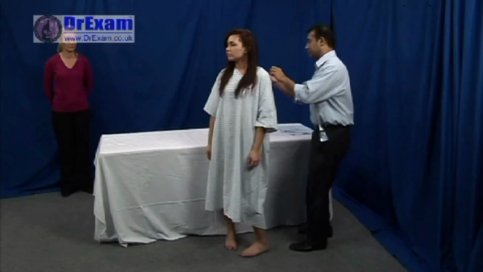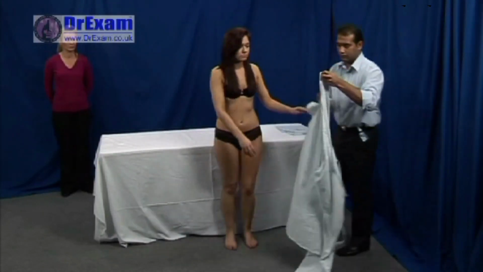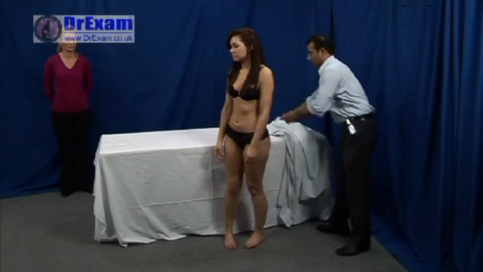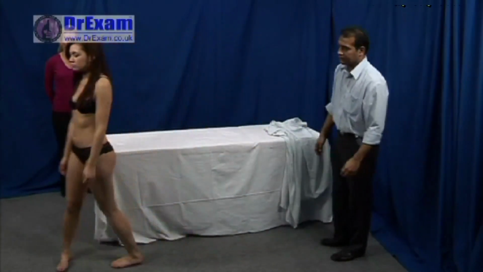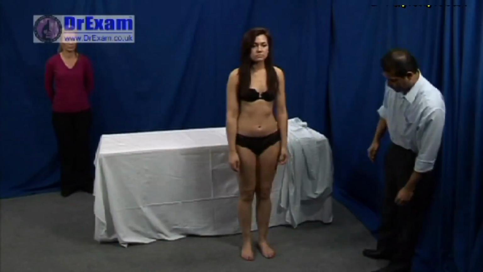Start the examination by washing your hands. Greet the patient and ensure a chaperone is present. Obtain adequate exposure, initially ideally to underwear, to assess gait. Ask the patient to take a few steps, turn around and come back. Comment on the use of aids, such as a stick, frame, brace or shoes.